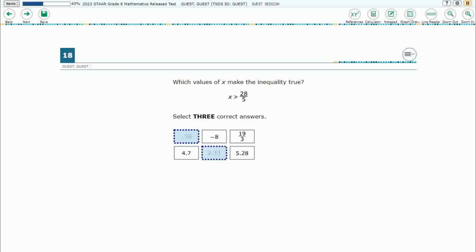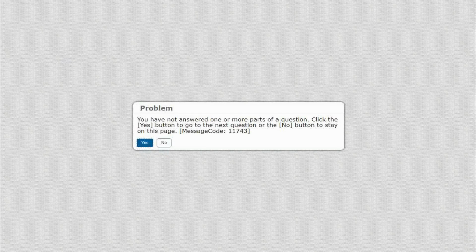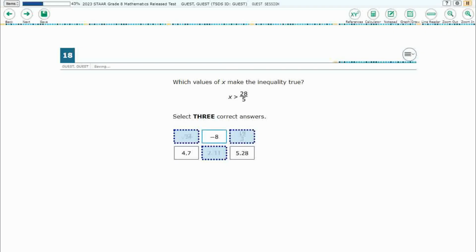And if we try to just answer 2, it will give us this error message. And it is impossible to answer more than 3. So they really want us to answer all 3. So what do we need here? We need to find some numbers here that make this inequality true.